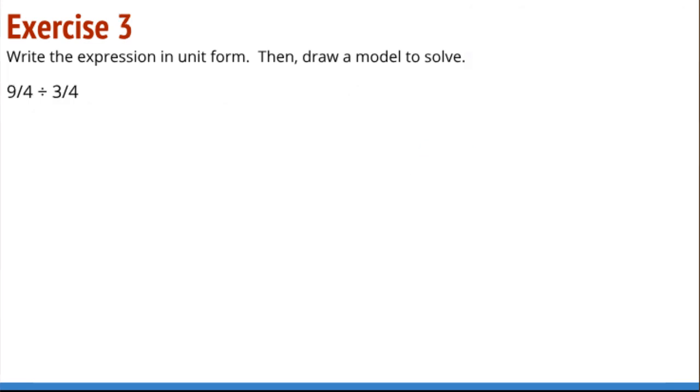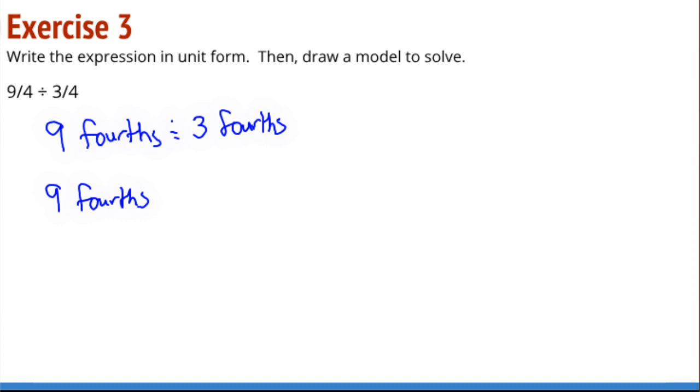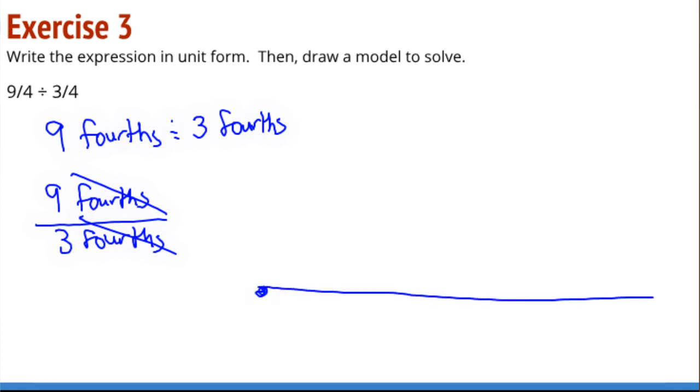All right, exercise 3. Write the expression in unit form. 9/4 divided by 3/4. Now, something that I noticed right away, this 9/4 means I have more than 1. Because the numerator is greater than the denominator, as I draw my model, I'm going to have more than 1. So I'm going to put my number line here, and I'm going to have to count up further. I'm counting by fourths, and I've got 9 of them, and I'm not sure where that ends. So I think I'm just going to count clear up to like 5 here.